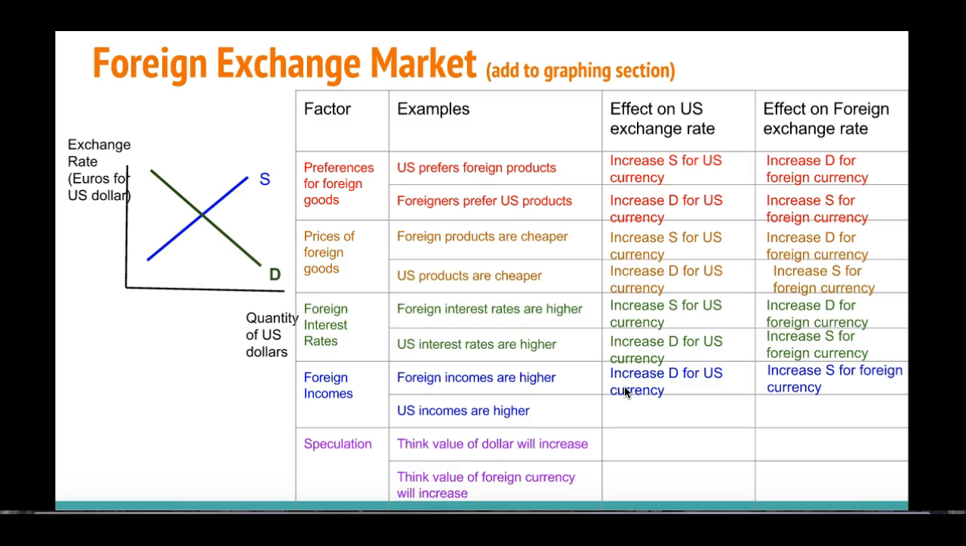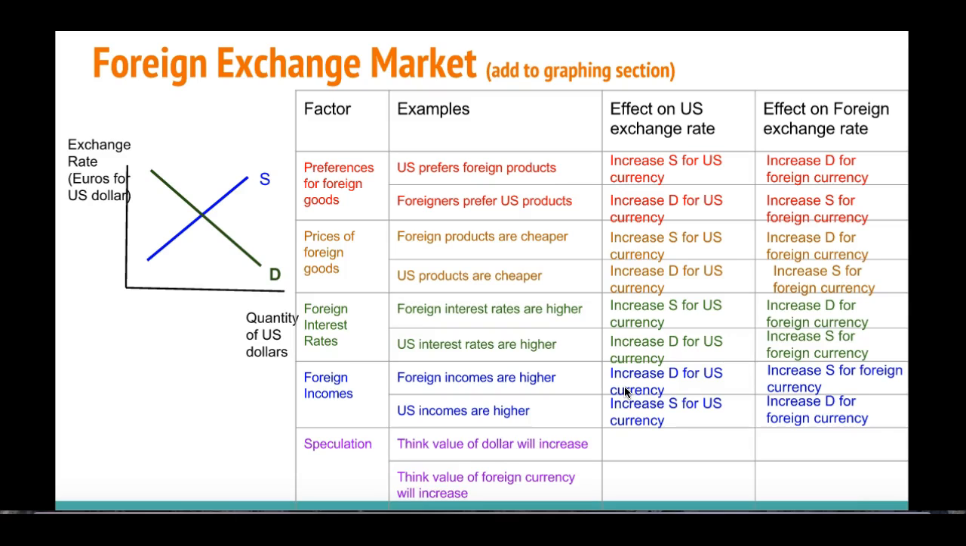Next one says the U.S. incomes are higher. If U.S. incomes are higher, that means that, yes, we're going to buy more of our own products, but we'll also buy more foreign products. So it's going to increase the demand for foreign currency, but we also need more U.S. dollars to be able to get that foreign currency. So it's going to increase the supply for U.S. currency.